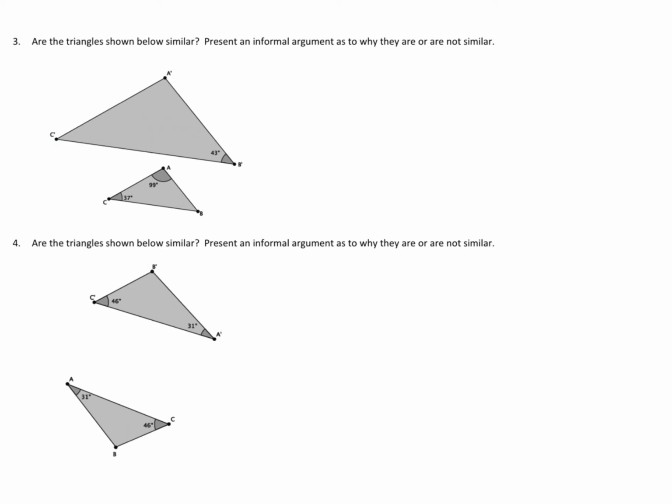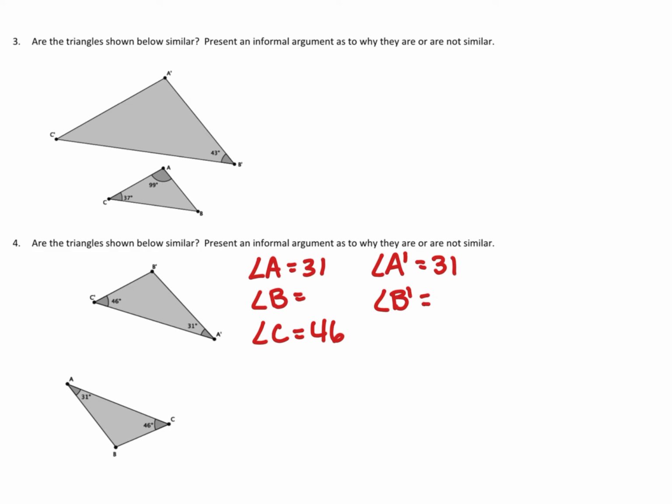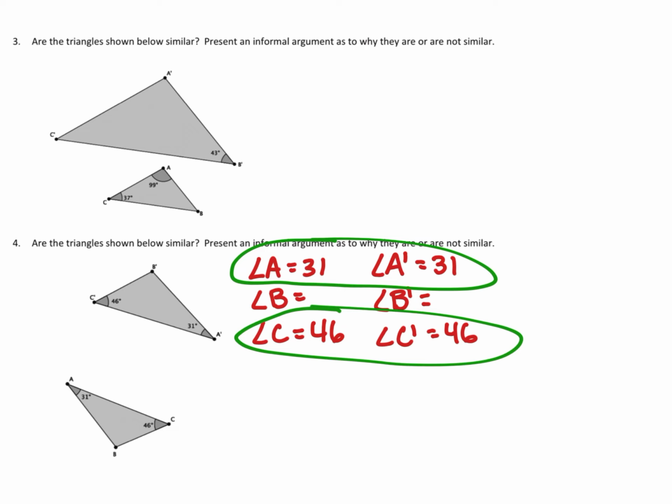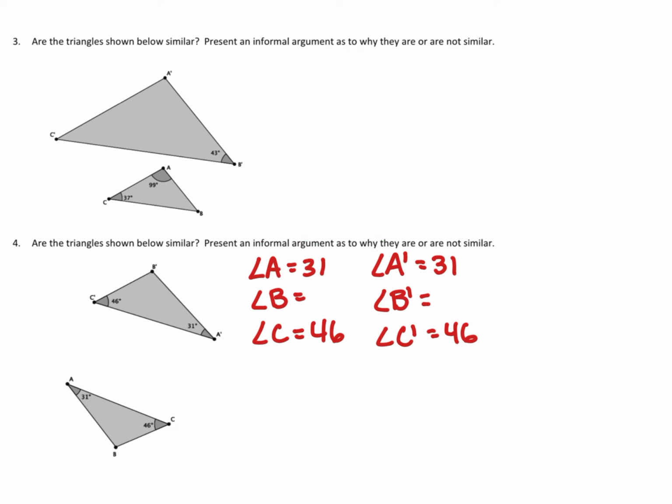In number 4, are these similar? Angle A is 31. Angle B, I'm not sure about. Angle C is 46. In the other triangle, angle A prime is 31. Angle B prime, I don't know. And angle C prime is 46. I have 2 sets of angles that are equal in measure.